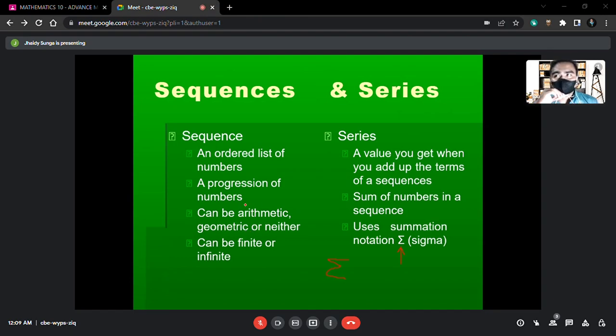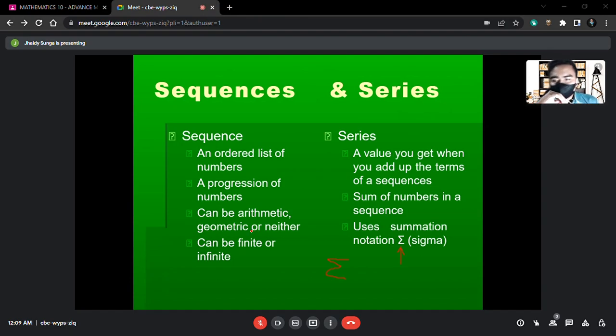So basically, if you have a sum of two sets, then the first set would be 1 plus 2. Then the sum of the first set would be 3. Then the second set would be 2 plus 3. It would be 5. Then the sum of the two sums, the first would be 3. Then the second would be 5. Then the sum of the sums would be 8.